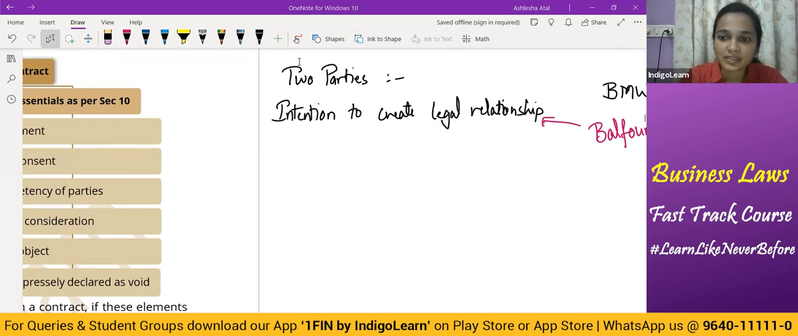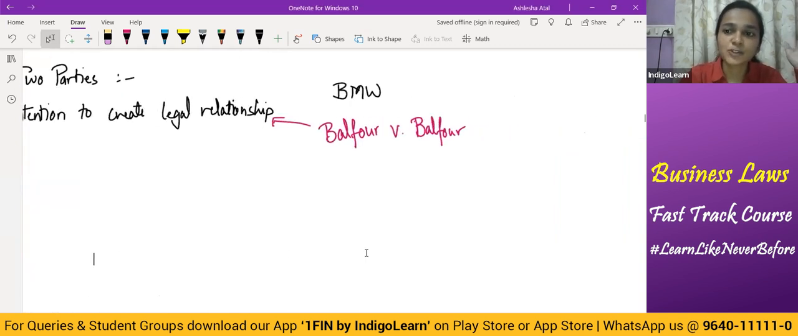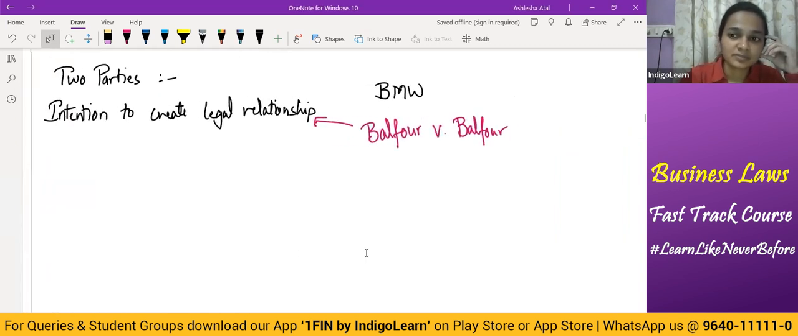Ma'am, Balfour is working abroad. He promised his wife to pay monthly for her expenses, but he didn't do so. So since he didn't give money to his wife, she filed a case against Balfour.